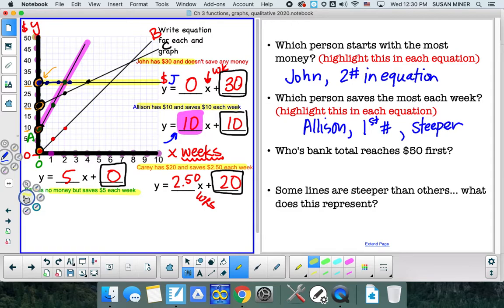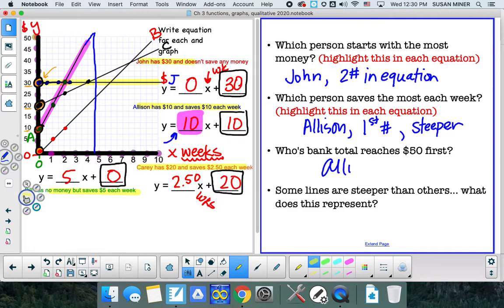Okay. Whose bank account is going to reach $50 first? Well, again, you can pause the video and try and answer this question, but I think we already know, right? Allison's graph is going up very, very fast, and she's going to reach $50 first. Look, if I extend Allison's graph out, she's going to hit $50 at about 4.5 weeks. And so Allison, because her graph is so much steeper, she's going to be the first one to reach $50.